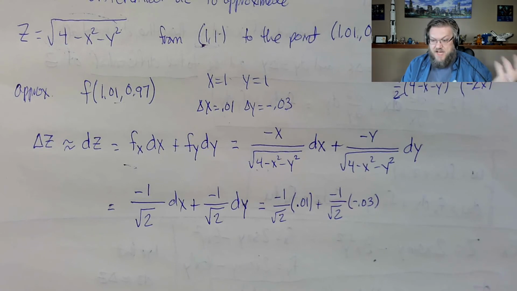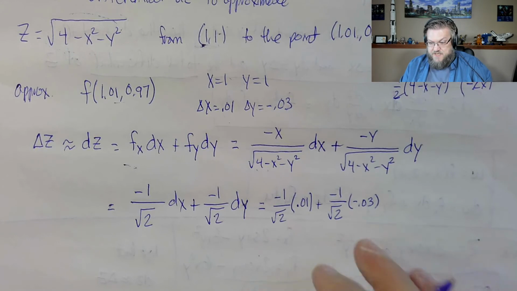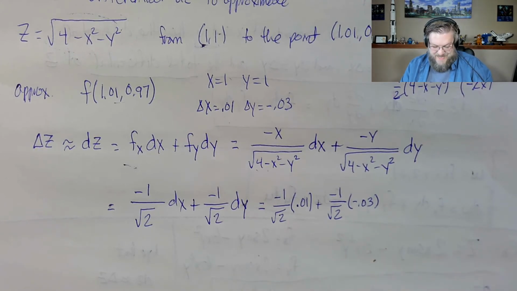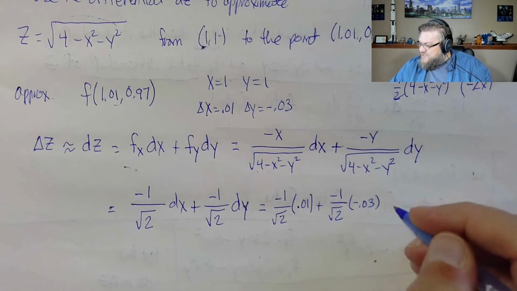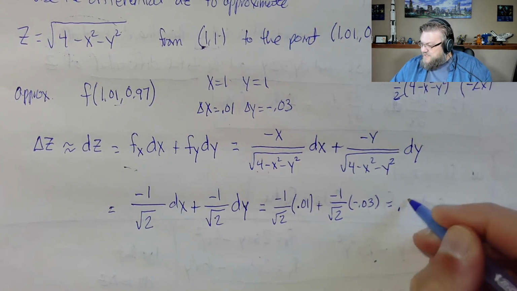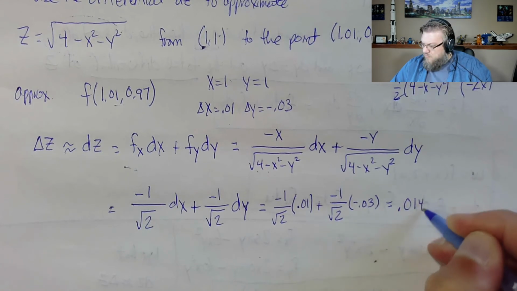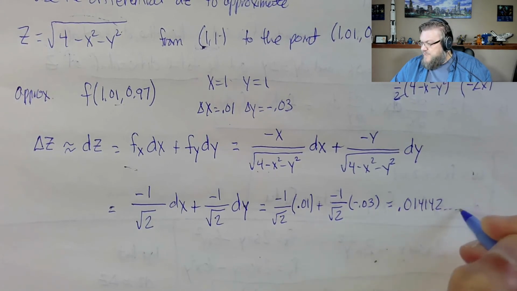It's not like I'm asking you for the sine of 1.62543, right? This is at least something I can do by hand. But I'm not. I'm going to cheat and use the calculator to do this. Negative 0.01 divided by square root of 2, and then minus 1 over square root of 2 times negative 0.03. So yeah, I get a result of 0.014142 and so on.